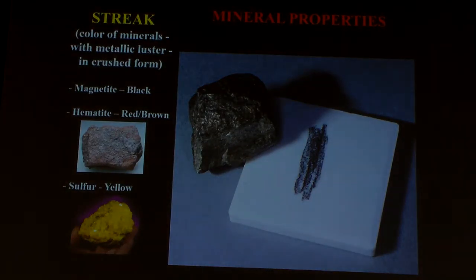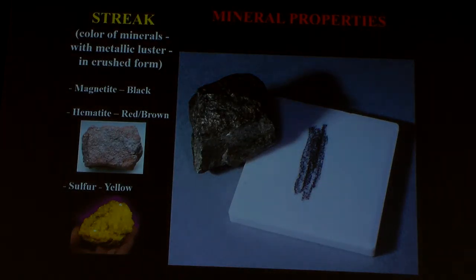All right, another property you're going to want to do in lab is called streak. You take your mineral and you rub it on this little ceramic plate, and you see what color rubs off. Now, for some minerals, the streak will be the same color as the mineral itself. So this mineral is called magnetite, and it's kind of blackish, and it makes a blackish streak. It's not very exciting, right?